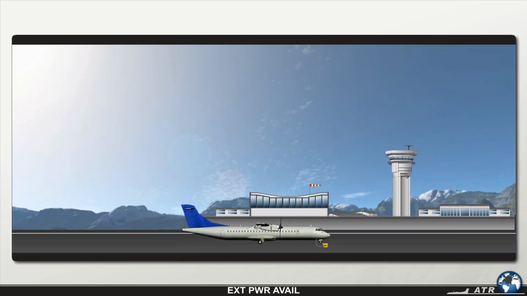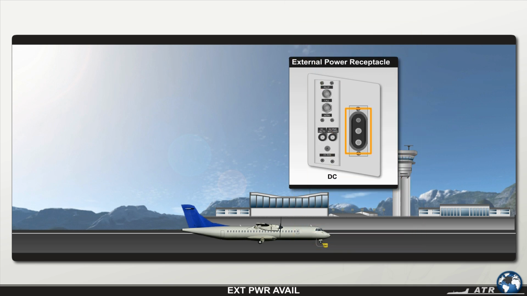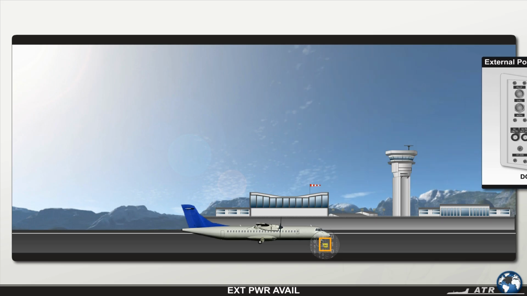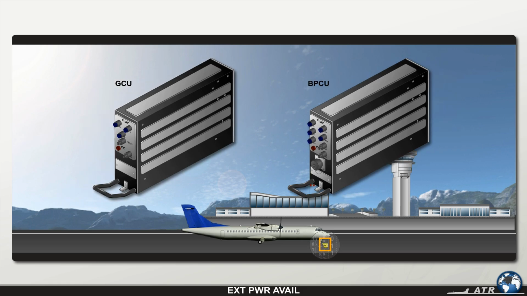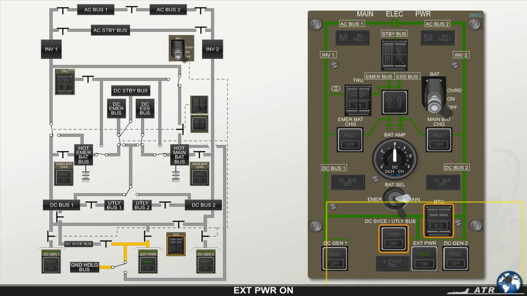When a DC ground power unit is plugged into the corresponding external power receptacle of your ATR 72, the applied external power has to be checked before connecting it to the DC electrical system. Which electrical system component performs this check? With the green avail light illuminated in the DC external power push button, and after selecting the battery toggle switch to on, you may depress the push button.